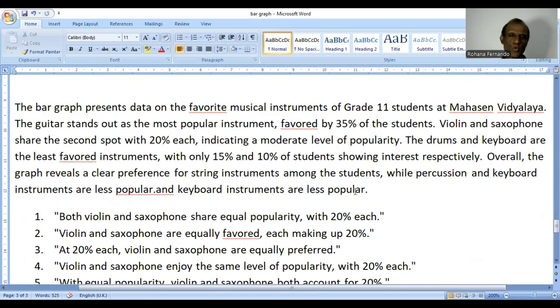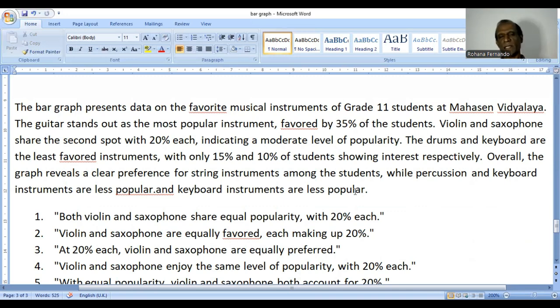Now let's see how to write these sentences in different ways. That means how to present the information about equal preferences. One, both violin and saxophone share equal popularity with 20% each. Very compact, very neat way of saying. You can see how powerful the comma is.